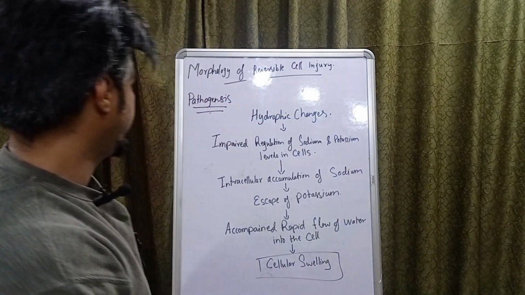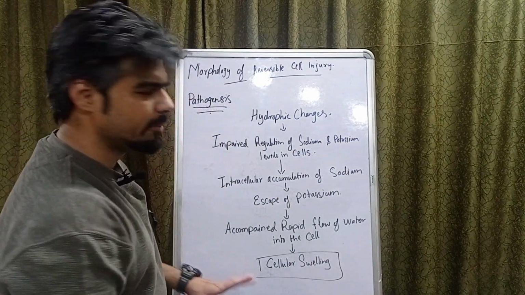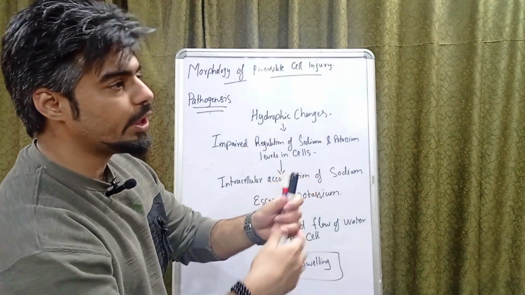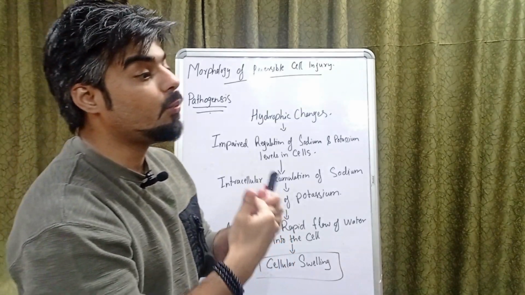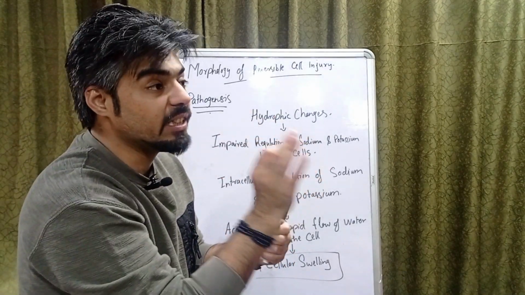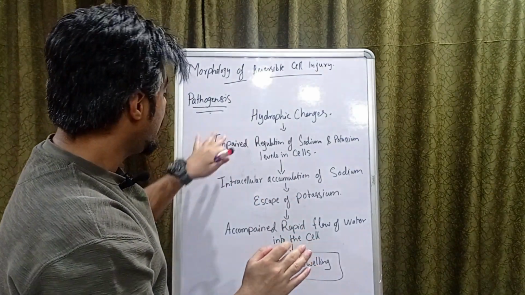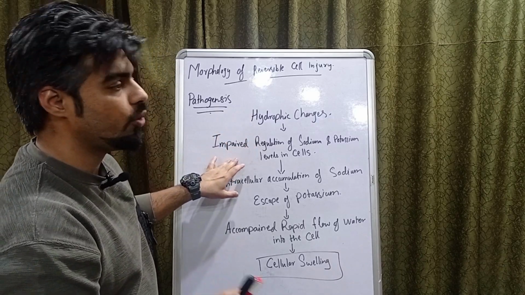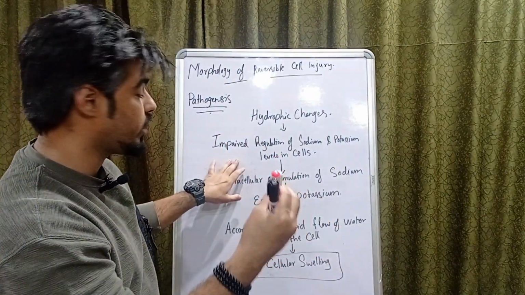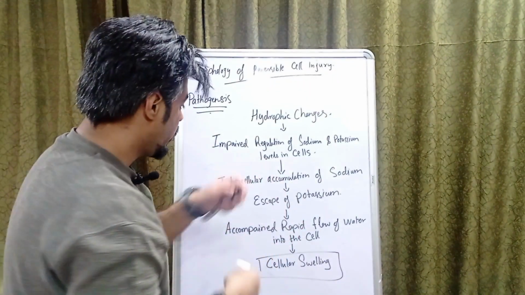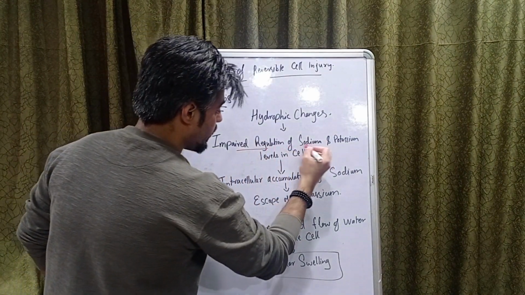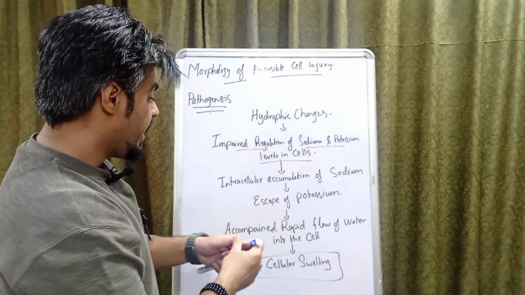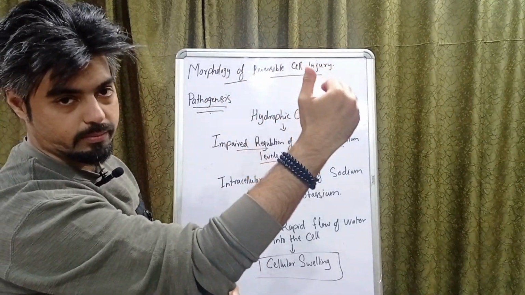The pathogenesis is quite simple, nothing too complicated. We have covered the etiology, that is, the reasons why it is caused. Now we will see the pathogenesis. Hydropic change is caused due to impaired regulation of sodium and potassium levels in the cell. With that, intracellular accumulation of sodium will occur.